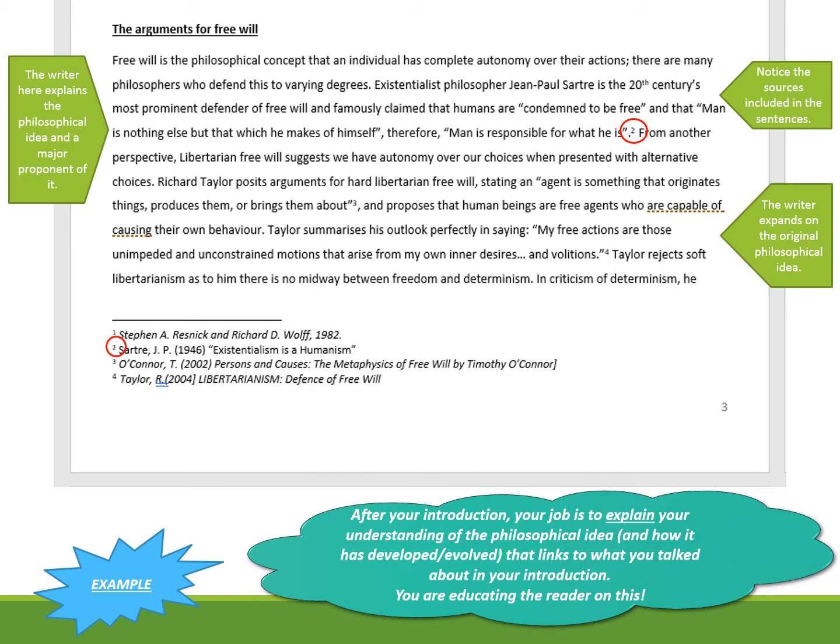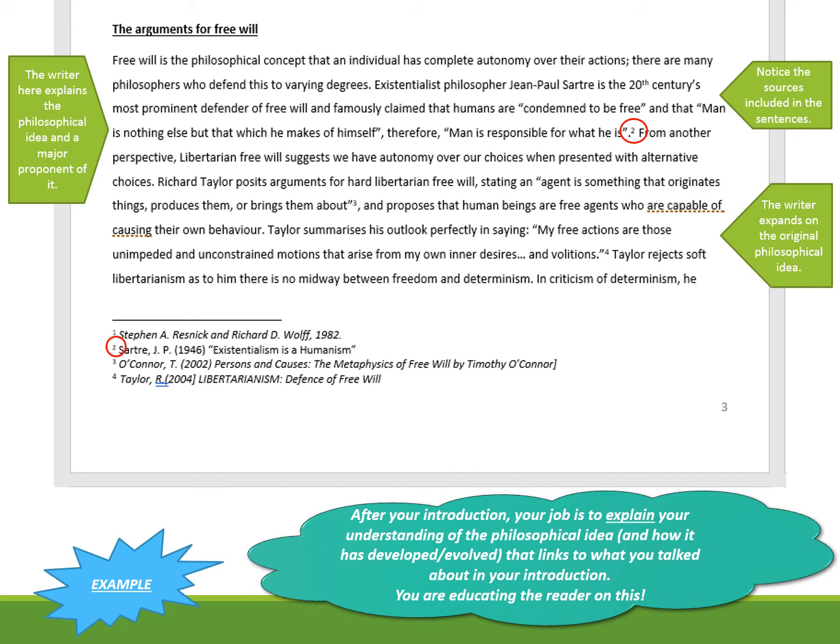The one on the left: the writer here explains the philosophical idea and a major proponent of it. Like I said, they talk about free will and they talk about Jean-Paul Sartre. He is the major proponent. There could be a number of them, but they chose Jean-Paul Sartre. Notice the sources included in the sentences. You don't have to just put a source in there as a separate sentence. The writer here has included it within their sentence, and that's perfectly fine. If anything, that's encouraged.